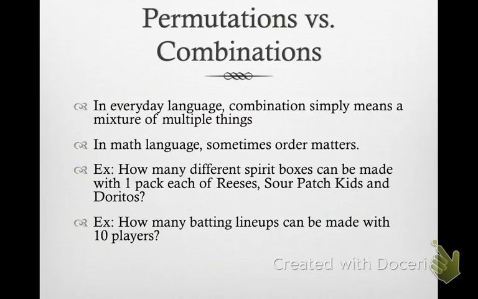Just to make sure you're clear on the difference, because this can sometimes be confusing because we use combination in everyday language to mean something different than it does in math. Sometimes order matters in math. It doesn't matter in something like the different things that are going into a spirit box. It doesn't matter what order you say those things in, it's still the same. But a batting lineup would matter because putting player 1 before player 2 is different than putting player 2 before player 1.